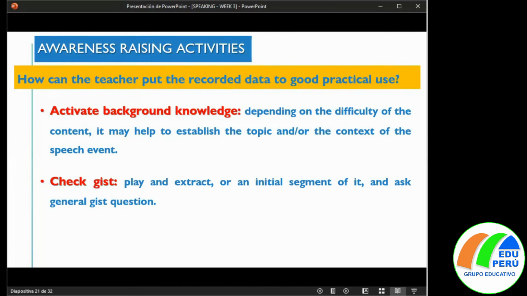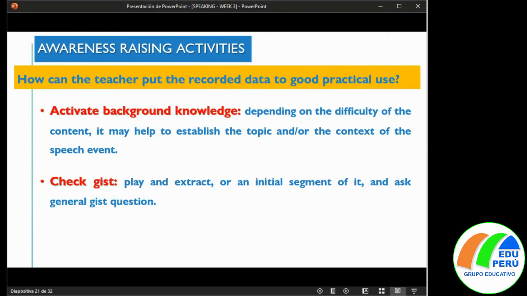Yes, that's right. So check gist means that you play an extract, or an initial segment of it, and ask a general gist question. So you play, for example, the first part of a conversation, and then you ask, oh, what do you think will happen next? Notice you are checking the gist and you make your students curious. And they start thinking, no?